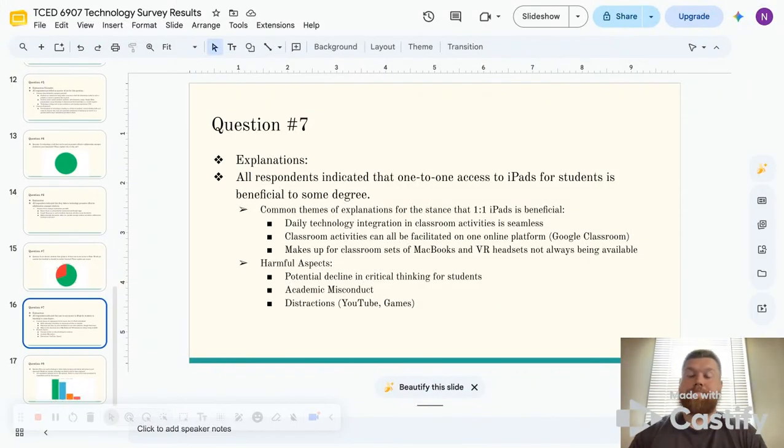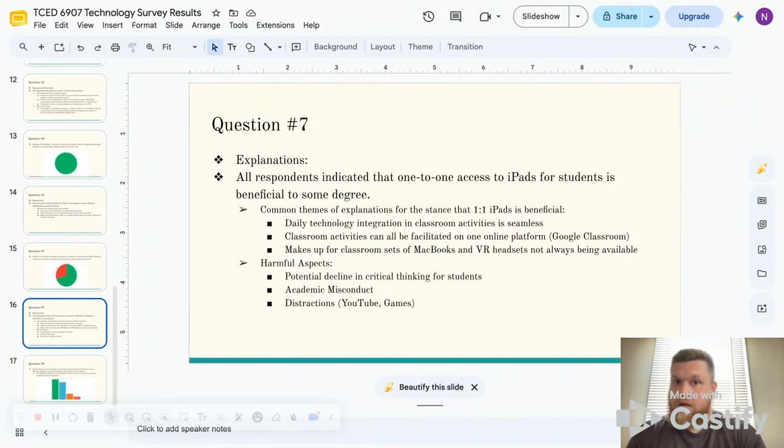integrated into the classroom. Now, some of the harmful aspects that were brought up as well, some of the same ideas that were brought up before. We have a potential decline in critical thinking for students being brought up as a harmful aspect. Once again, students with technology at their fingertips at all times have the opportunity to just simply look up an answer if they are not being monitored.